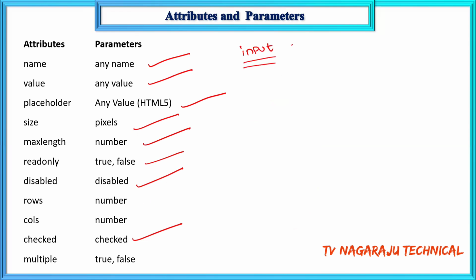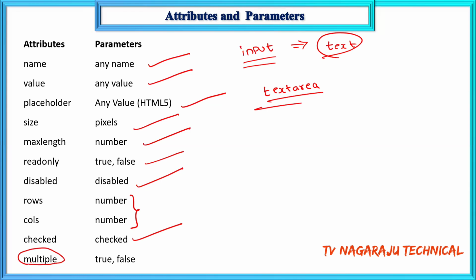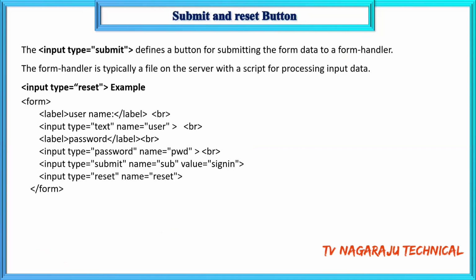Now, the input tag has one type, text, which is used for a single text box, and another tag, textarea, which is used for storing multi-line text. There we discussed the number of rows and columns. Anyway, we will discuss multiple in the selection. These things were completed in the last session.